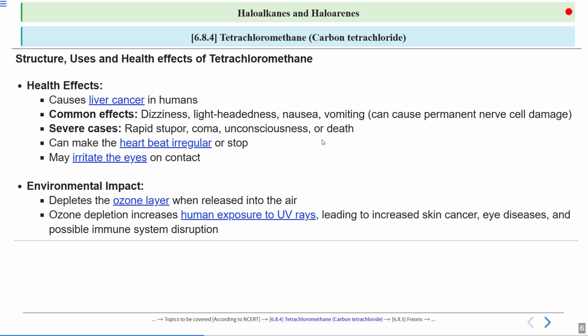Environmentally also, the impact of the presence of carbon tetrachloride is so dangerous. It can deplete the ozone layer, which is going to harm humans due to direct exposure to UV rays.